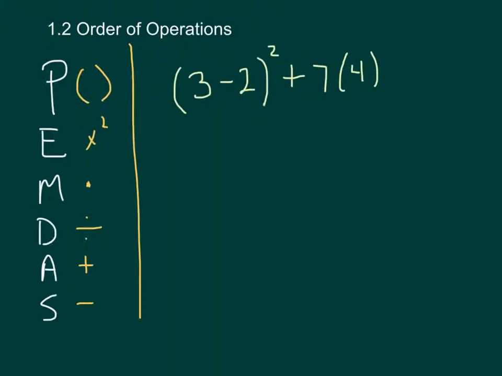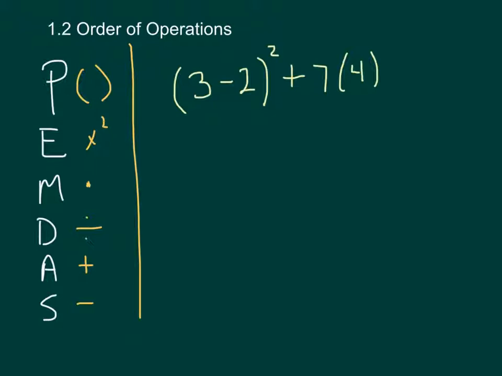Okay, so here's the problem I want you to try. I have the quantity 3 minus 2, that's how I read that, by the way. The quantity of 3 minus 2 squared plus 7 times 4. Okay, stop the video. Try this out on paper. Start at the top, work your way to the bottom. Each step, you start at the top of PEMDAS and work your way through until you run into one of the operations that you have, and then you take care of it. Alright?